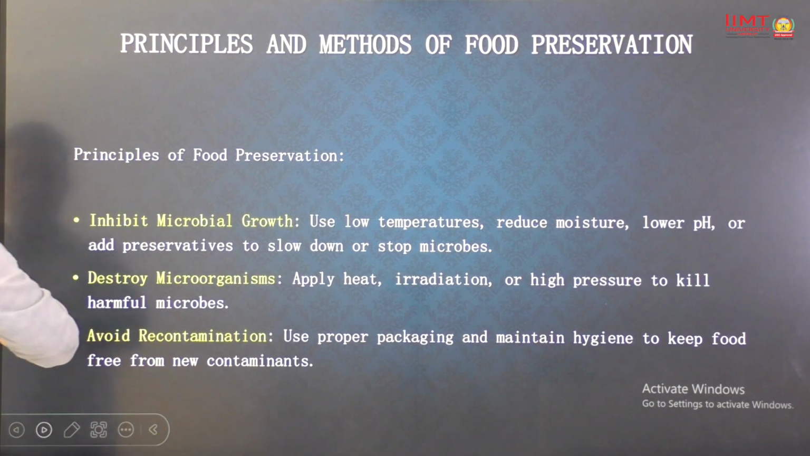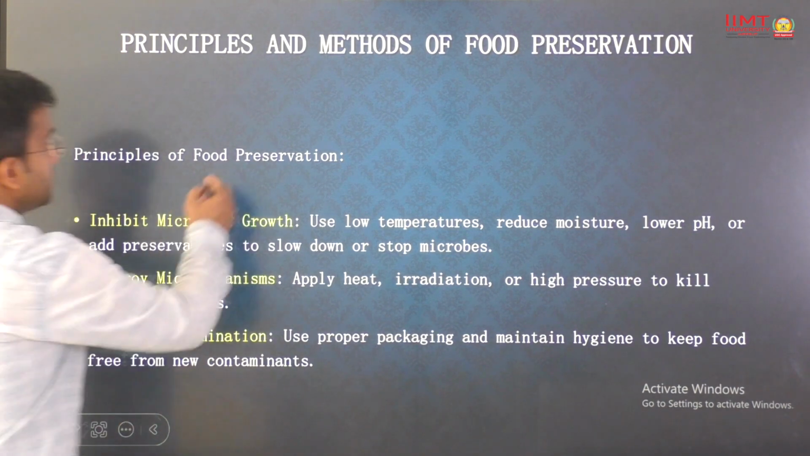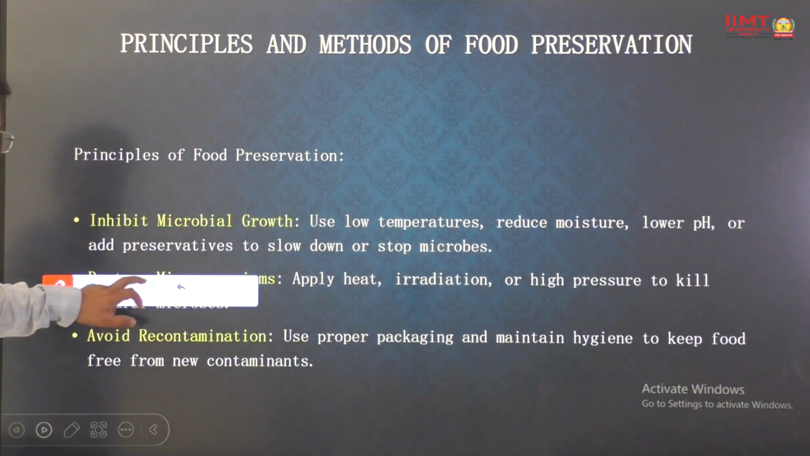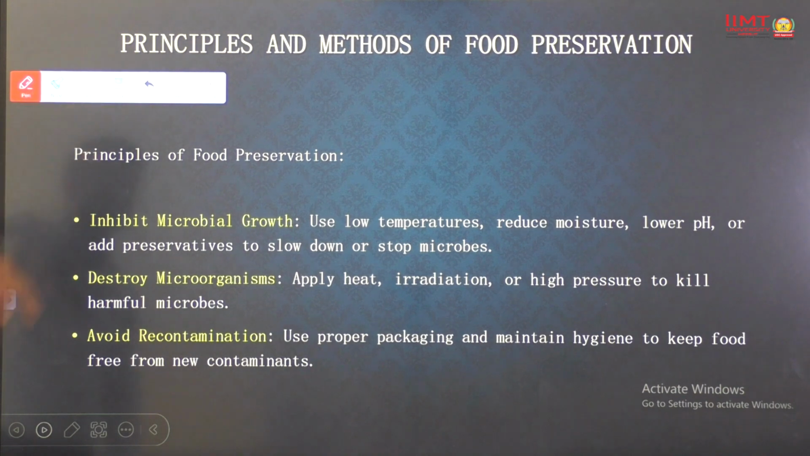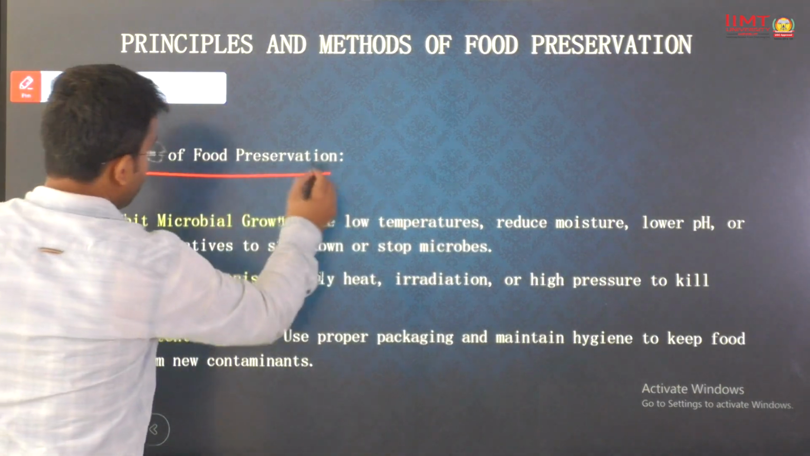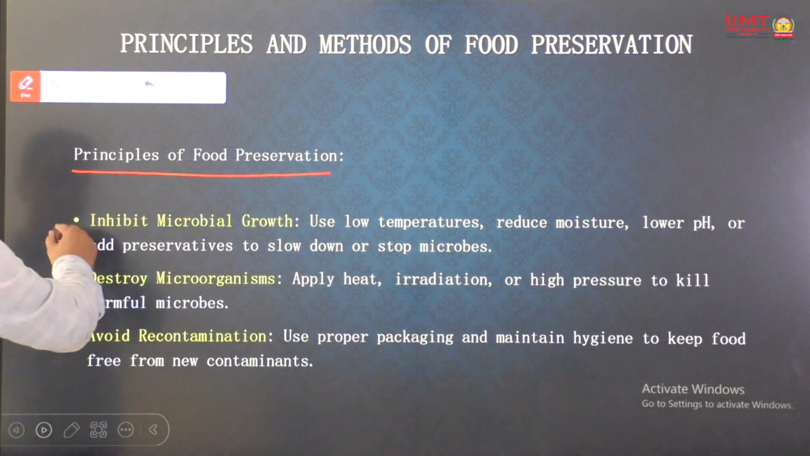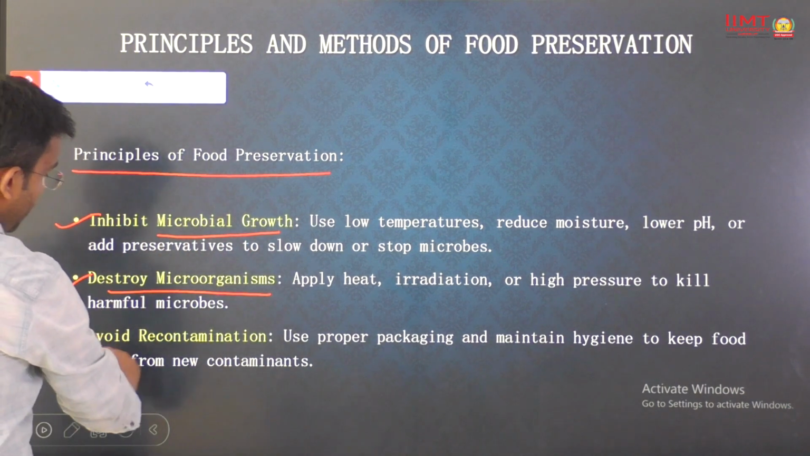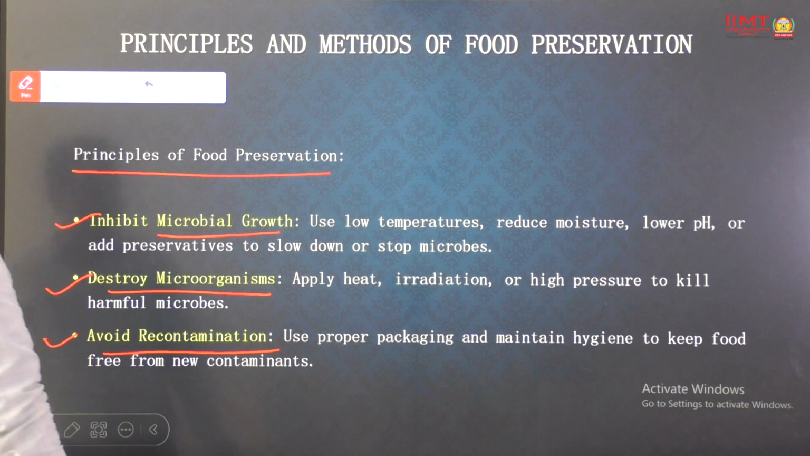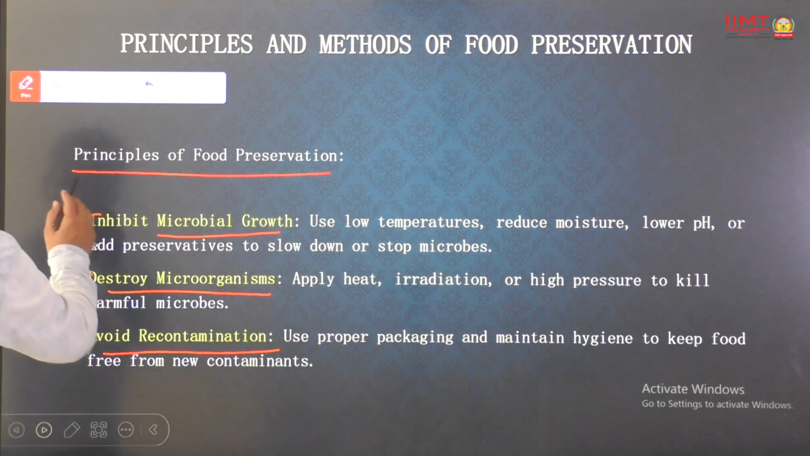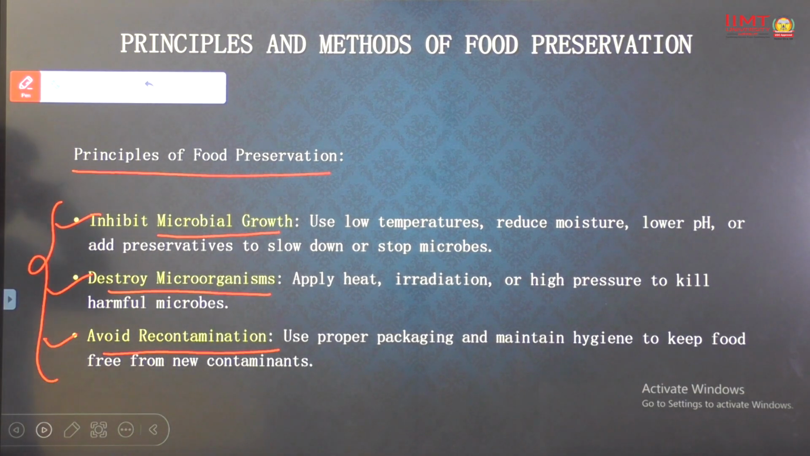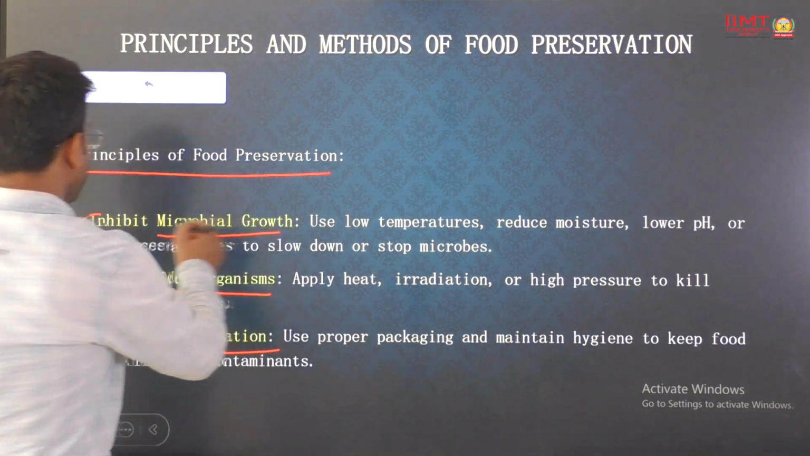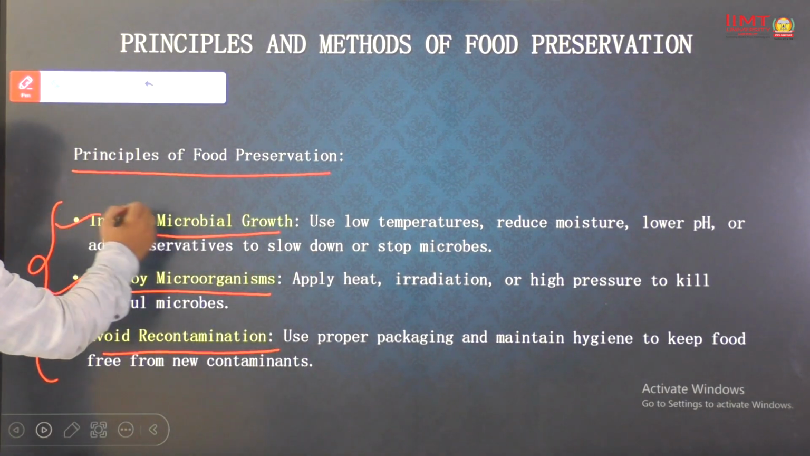Now we know about the principle. What are the principles and methods of food preservation. Here are some principal points of preservation: inhibit the microbial growth, destroy the microorganisms, avoid the recontamination. It means these conditions are included in food preservation.